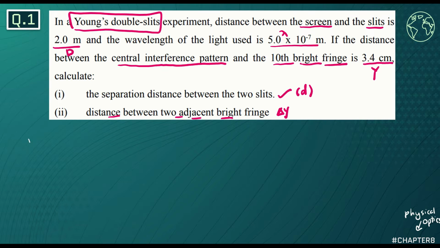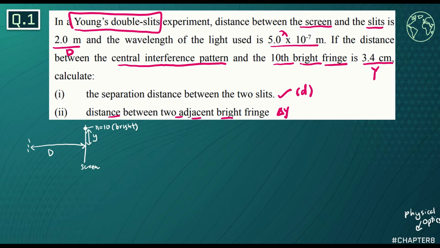So imagine we have our double slit here. Then we have the screen. So this is the condition. This is our big D, and this is our Y. This is the 10th bright fringe, so m is equal to 10 for bright. This is how you can imagine your case.